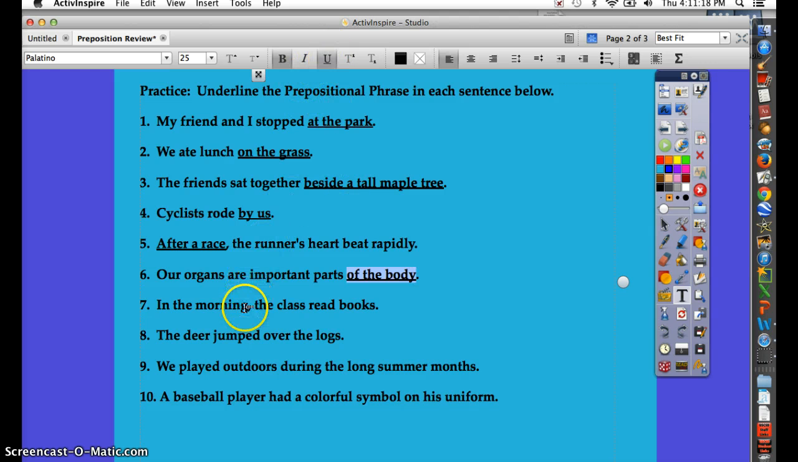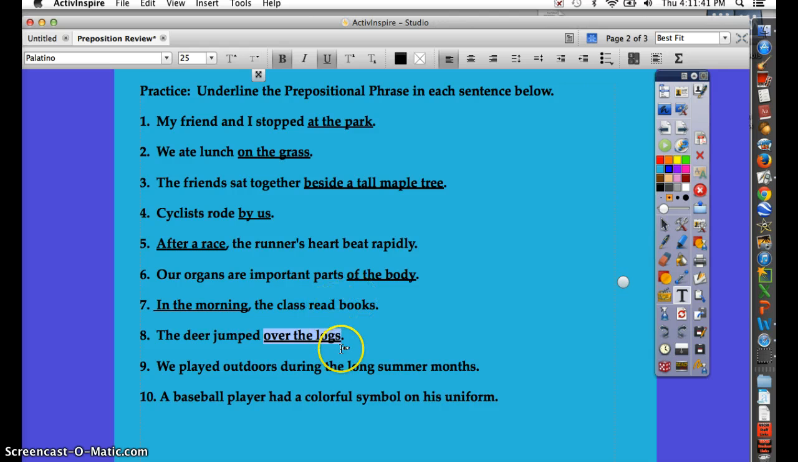Number 7, in the morning the class read books. Again, in the morning would be the prepositional phrase there, telling when, and it is an introductory phrase at the beginning. Again, that comma rule helps us. Number 8, the deer jumped over the logs. Over the logs would be the prepositional phrase, telling where for 8.